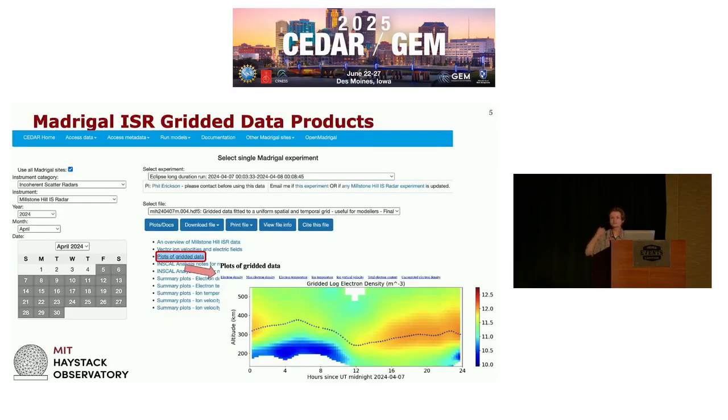One particular data product that I want to draw all of your attention to is our gridded ISR data, which uniformly evens out the data by space and time. So it's very, very useful for modelers because you don't have to mess with irregular data cadence, things like that. And here's an example of the web interface of how you can access this type of data and the kinds of plots associated with it.